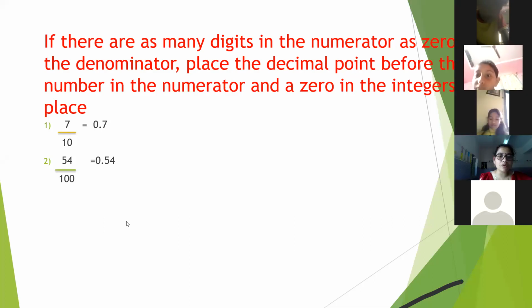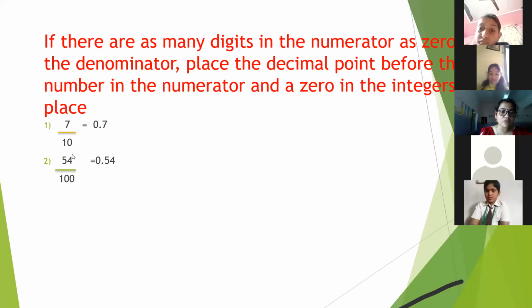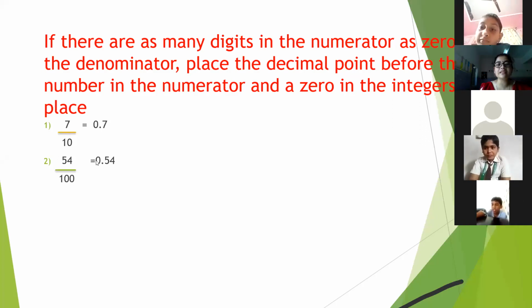Very good. So you will move two places. 2 zeros are given here, so you will move first and second place from the right, and you will put the decimal over here, and then in front of that you will write 0. Got it, everyone?